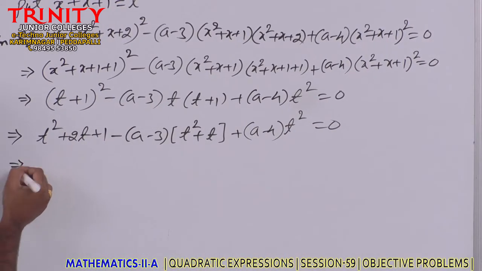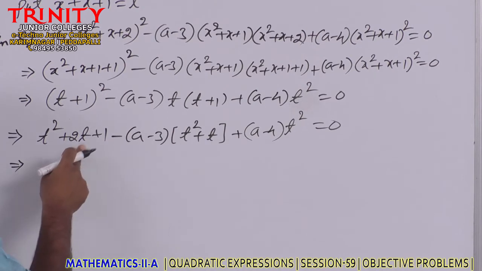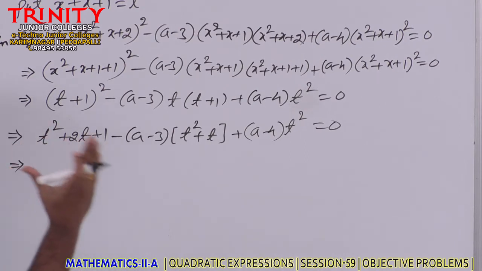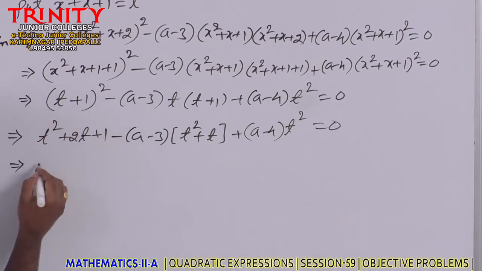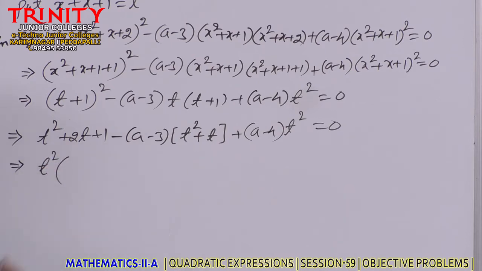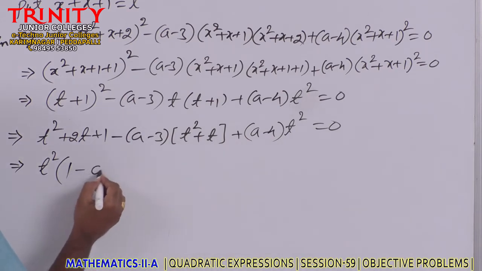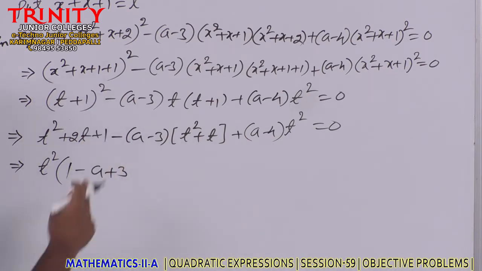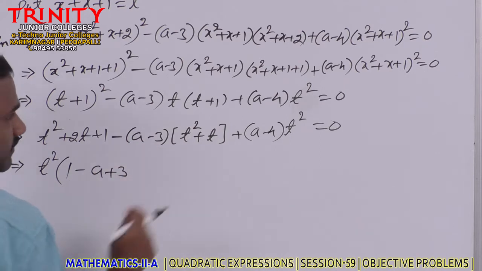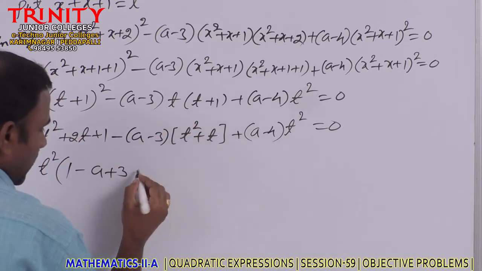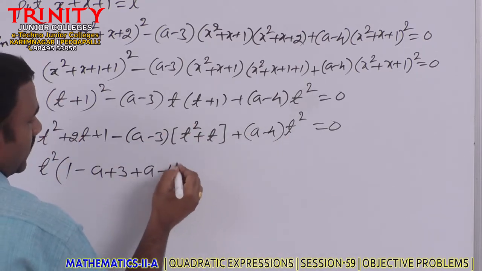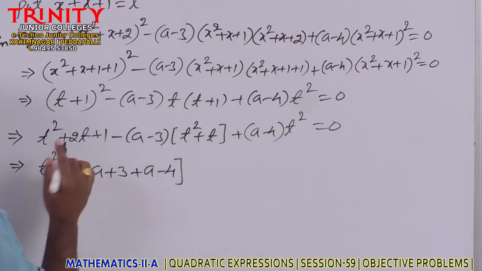Now separate t square terms, t terms and constant, meaning x square plus bx plus c, again quadratic form. T square into, here we have t square, that is 1, t square into this one, this is minus a plus 3, minus a, minus of minus plus 3. Here we have t square coefficient, that is a minus 4, right?